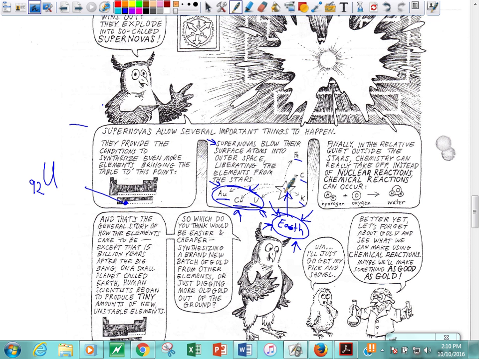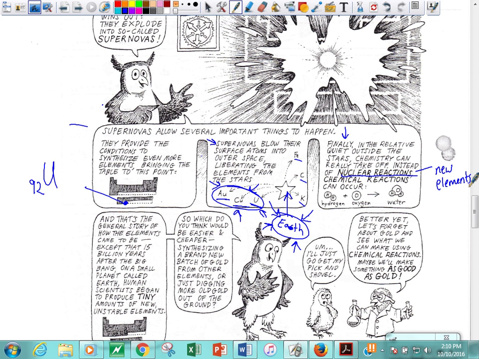Let's keep reading because there's some more things that we've got to understand. Okay, we're at this point. It says, finally, in the relative quiet outside of stars, chemistry can really take off. Instead of nuclear reactions, chemical reactions can occur. And it gives us an example of a chemical reaction. So up to this point in chemistry, we've been talking about nuclear reactions. Nuclear reactions make new what?